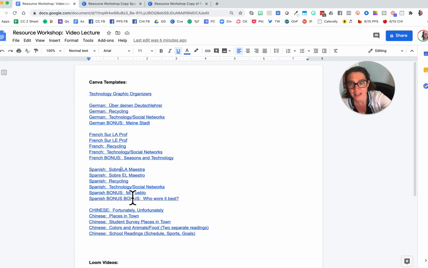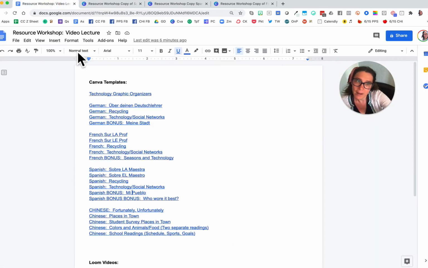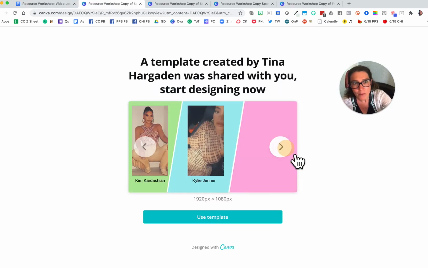Then we have the recycling, and then this Mi Pueblo is a lot like the one that was Meine Stadt, but it's not about Germany, of course. It's about a place in Mexico. I learned a lot about that place. It's a great place. It's actually this vacation destination that too bad I can't go to. This is the Spanish bonus. You could use this for any language though.